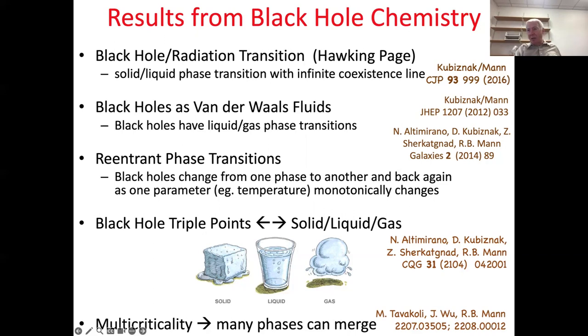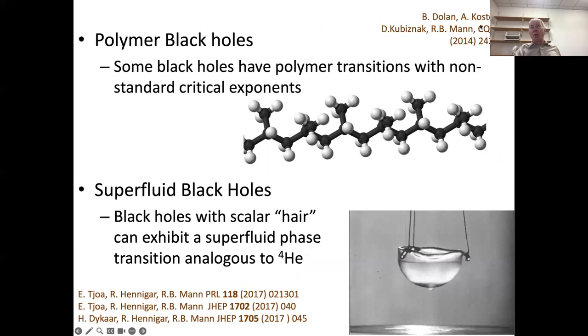These papers are published now. I should have updated it. But with Masuma Tevakoli and Jerry Wu, we've shown that black holes can have not only triple points, but quadruple points, quintuple points. They can have multi-critical points of the type that people see in colloids and polymers. We've showed with Brian Dolan and Anna Kostuki that some black holes have polymer-like transitions with non-standard critical exponents. In other words, the transition is kind of like sand into glass.